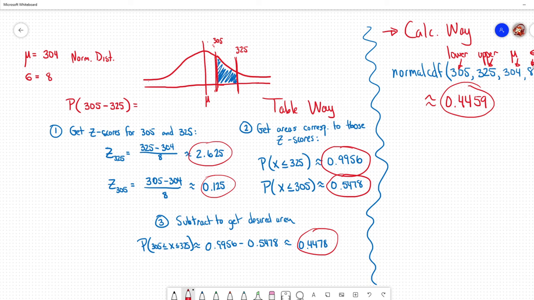All right, that does it for this example. I'm going to do one more example, and in the next example we're going to go in reverse. What happens if instead of giving me a score, I want to know what score I need to get to a certain percentage or probability? We're going to go in reverse, and we'll see how to do that using the calculator as well as using the table.